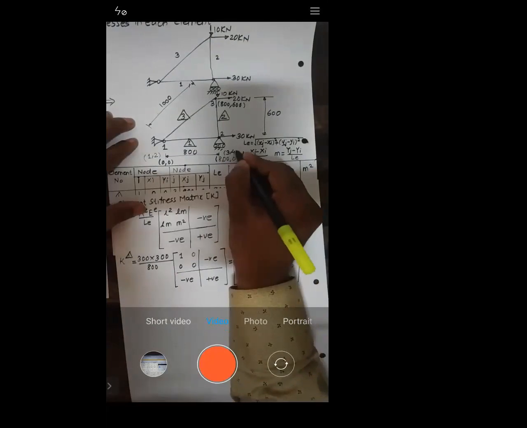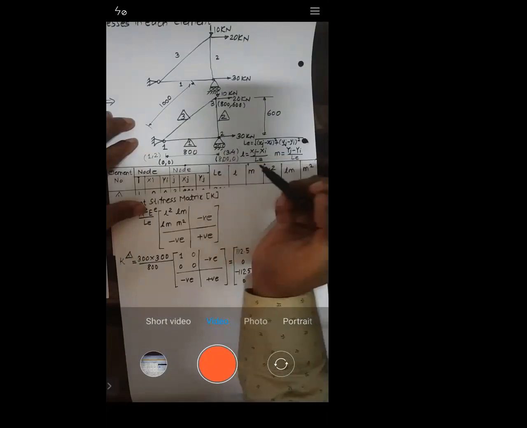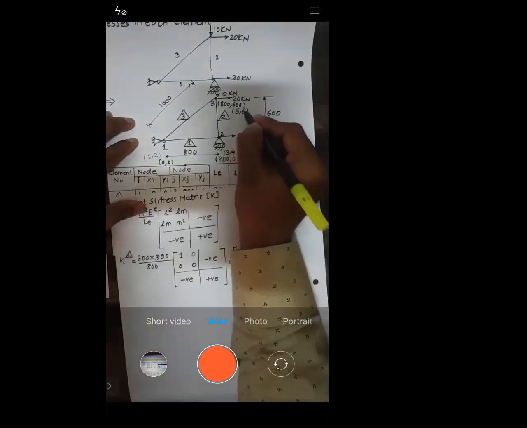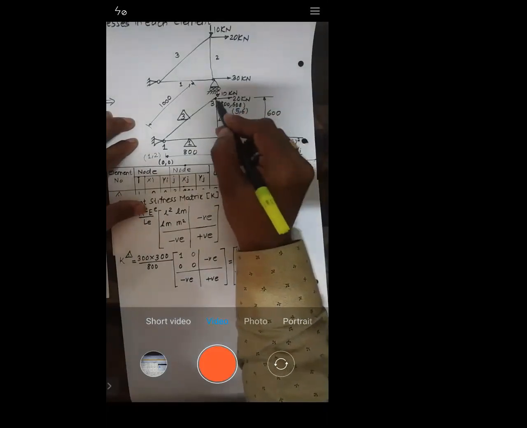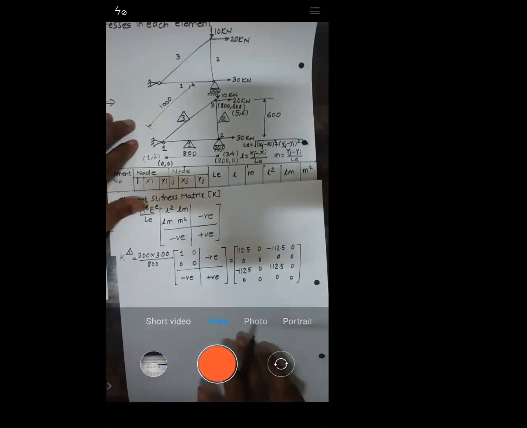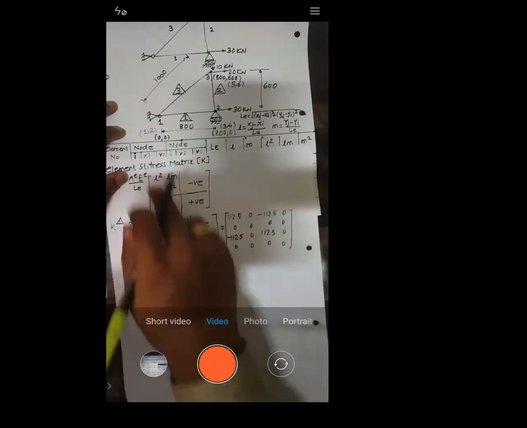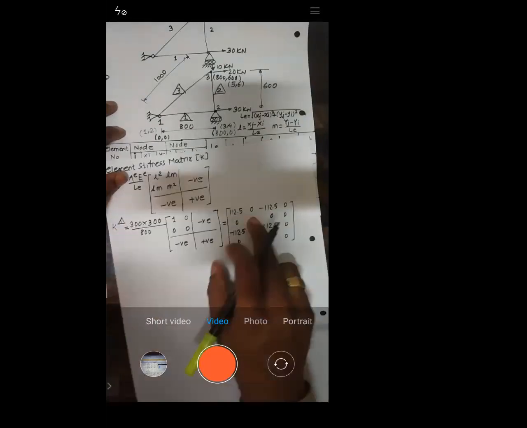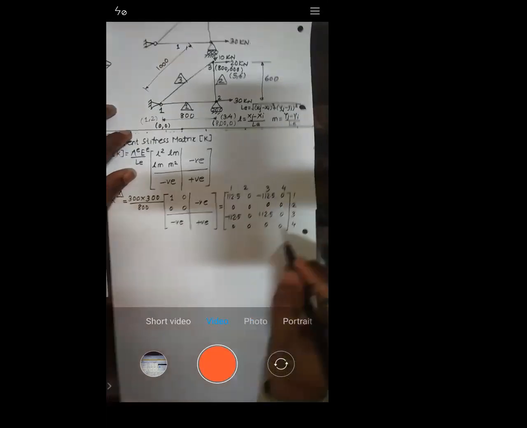What is the meaning of 3? Node 2 can move in X. What is the meaning of 4? Node 2 can move in Y. Similarly here, I need to write down 5, 6. What is the meaning of 5, 6? Node 3 can move in X, node 3 can move in Y. Is it okay? So tell me, for this element stiffness matrix 1, what should I write down here? Rows 1, 2, columns 3, 4. 1, 2, 3, 4. Here again 1, 2, 3, 4. Is it okay? Yes or no?